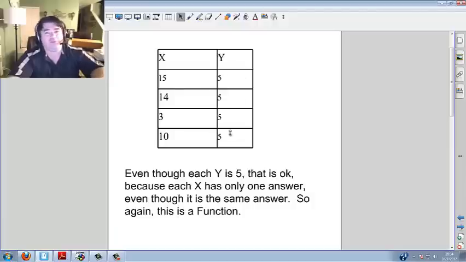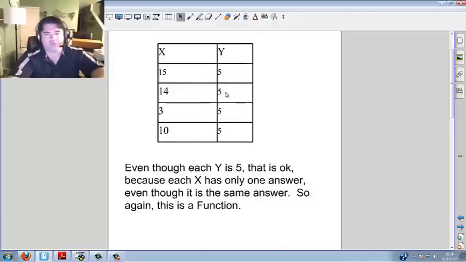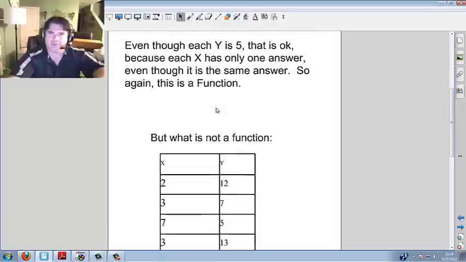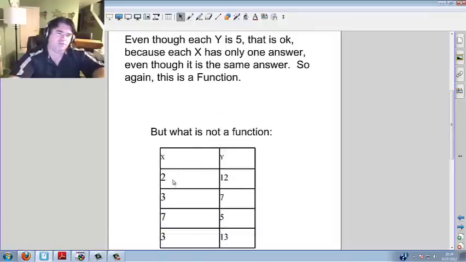Just because 5 pops up for every single one isn't the point. I know when I press 15, 5 is my result. But here's what's not a function. If you take a look here, when x is 2 you get 12, when 3 you get 7, when 7 you get 5, when 3 you get 13.